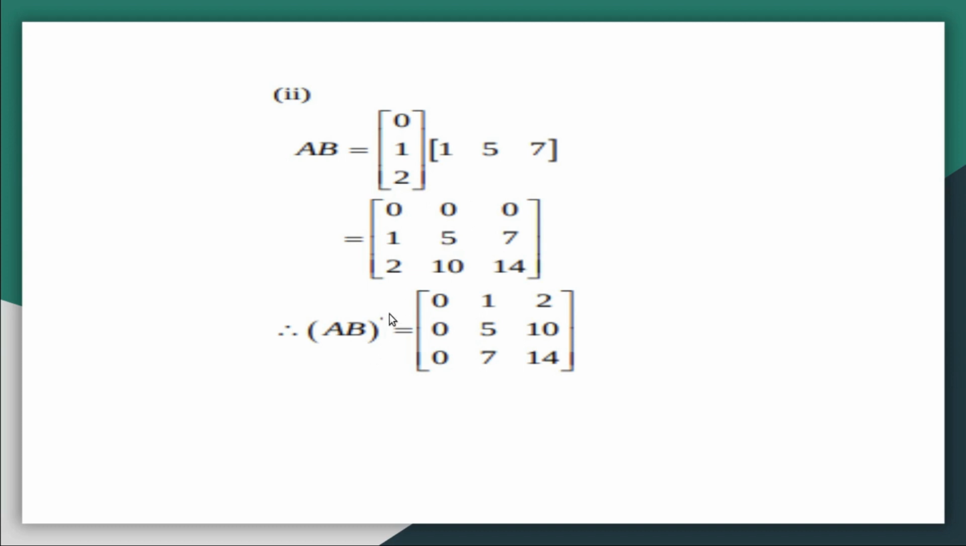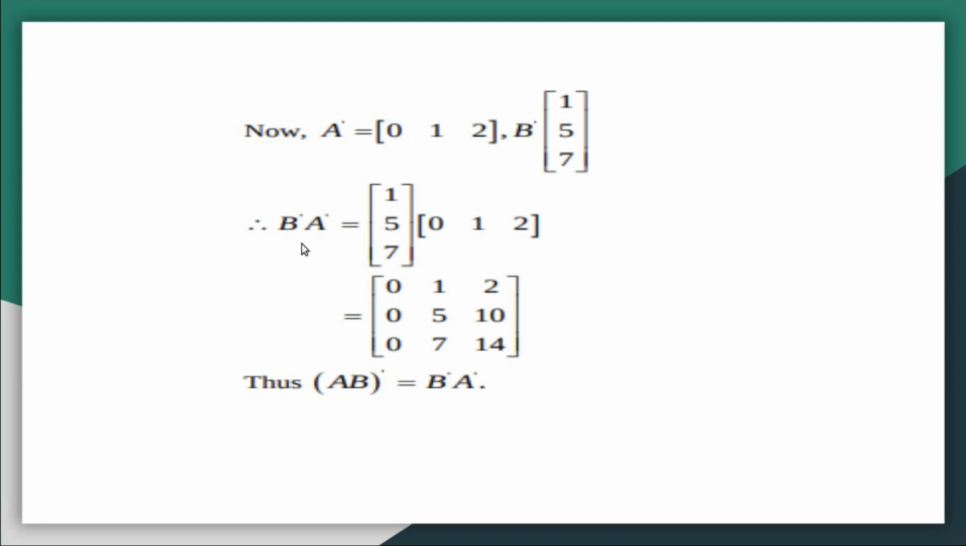Now AB transpose, first row becomes first column, 0, 0, 0. Second column 1, 5, 7. Third column 2, 10, 14. So this is our AB transpose. Now we have to find B transpose into A transpose. So write B transpose, matrix 1, 5, 7. Then write A transpose, row matrix 0, 1, 2.